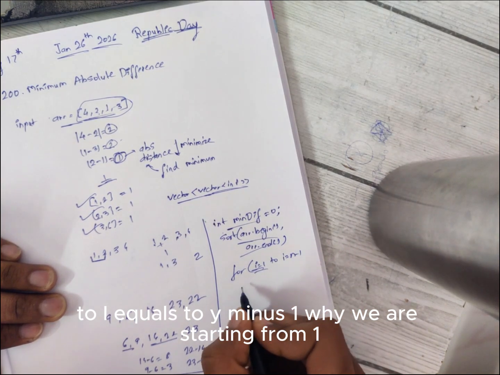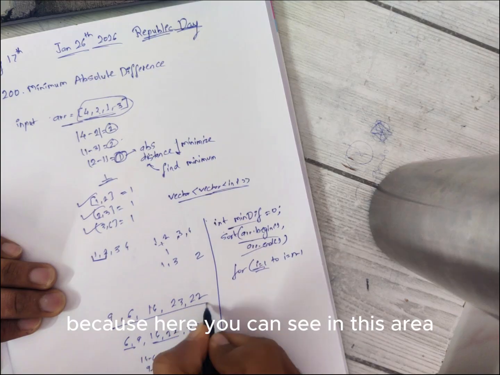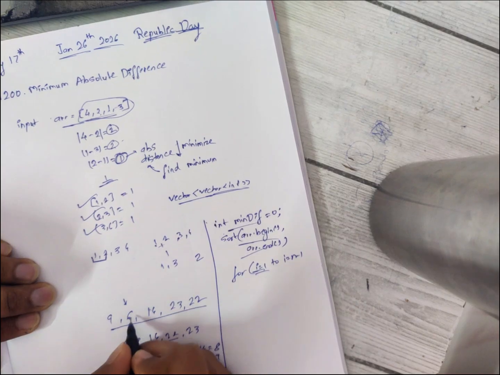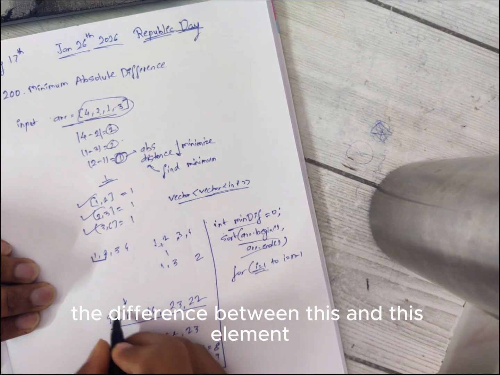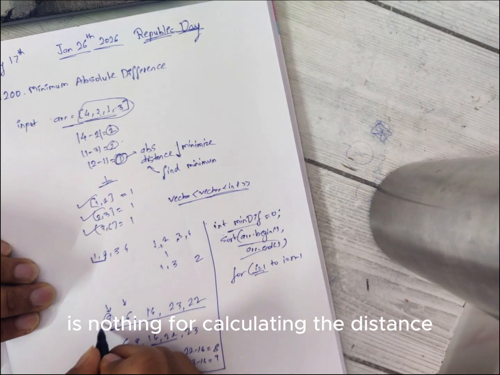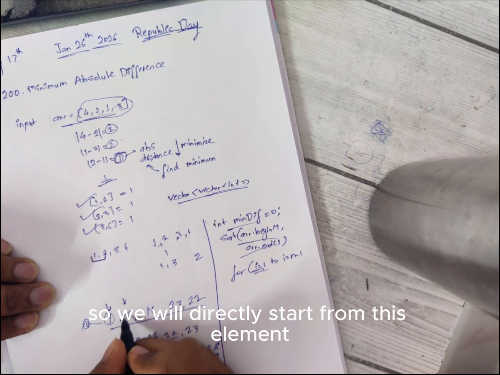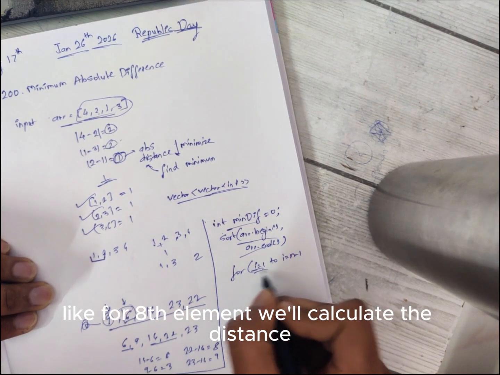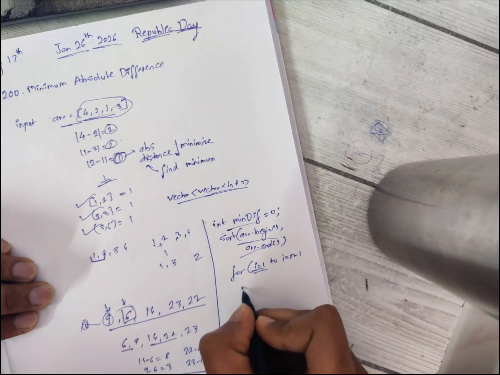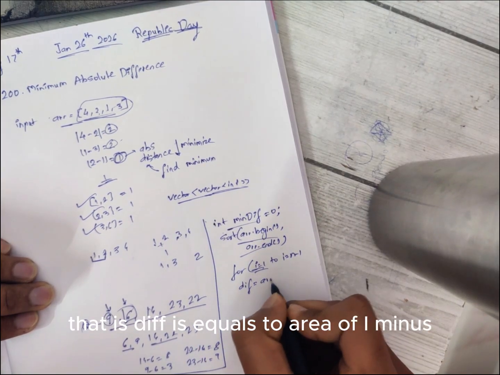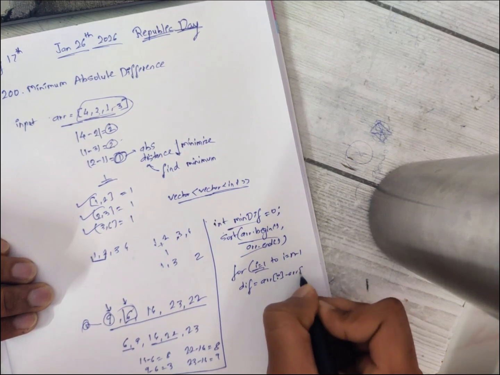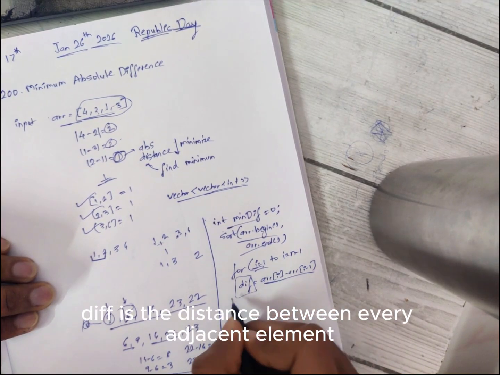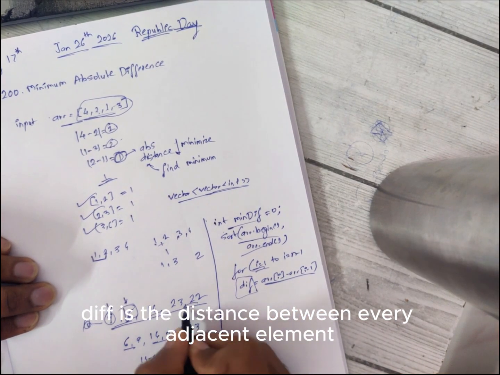Why are we starting from 1? Because here you can see, in this array we are starting from this element, because we have to calculate the difference between this and this element. If we start from the first element, there is nothing for calculating the distance, so we will directly start from the second element and calculate for each. Like for the ith element, diff is equal to array of i minus array of i minus 1. So we get the distance, this diff is the distance between every adjacent element.